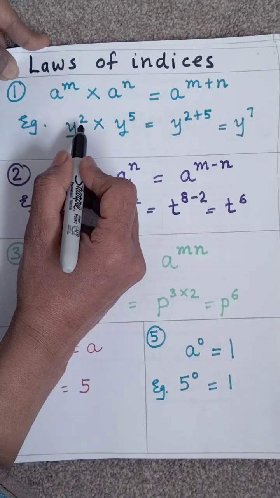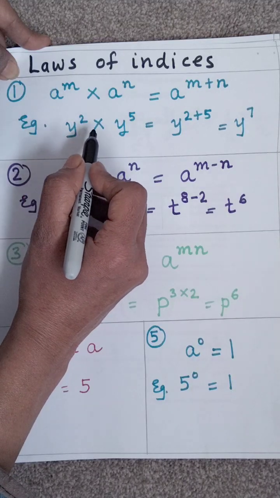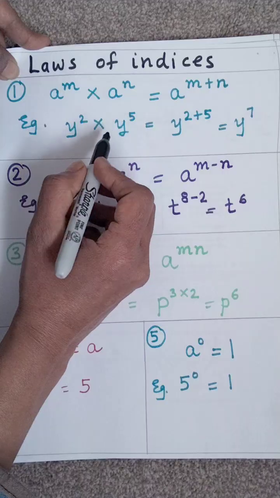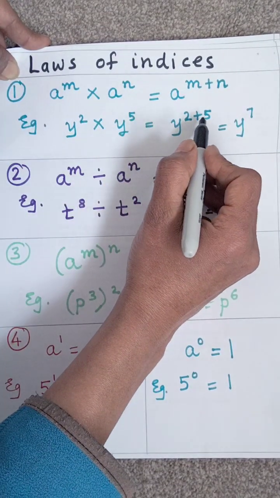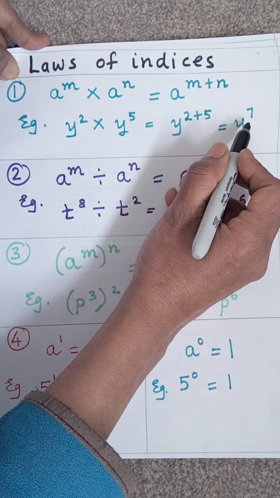Example, y raised to 2, that is y square, times y raised to 5 is equal to y raised to 2 plus 5, and y raised to 2 plus 5 is equal to y raised to 7.